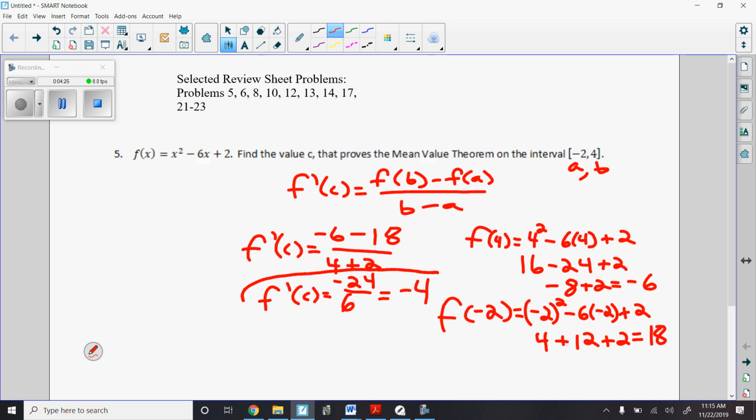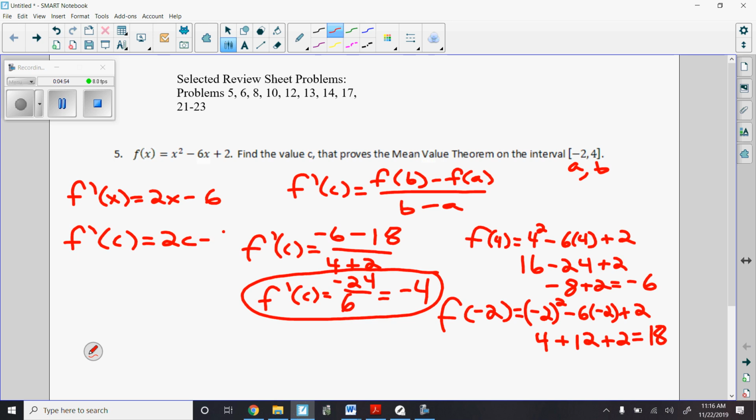So I found f prime of c. The mean value theorem guarantees that f prime of c must equal -4. But again, that doesn't give me the value c. To find that, I have to also think about f prime of c in terms of the function given. So first I'm going to find f prime of x, and I'm going to rewrite this as f prime of c. Pretty easy to do there.